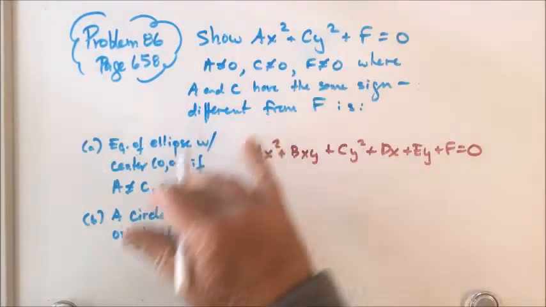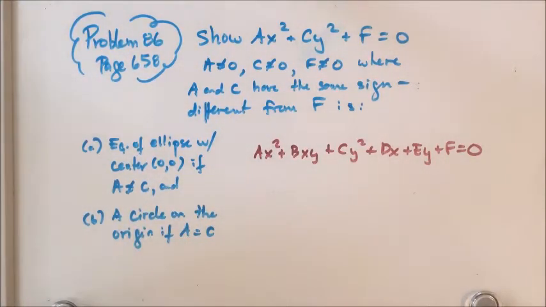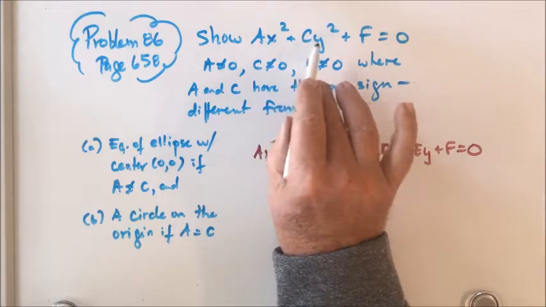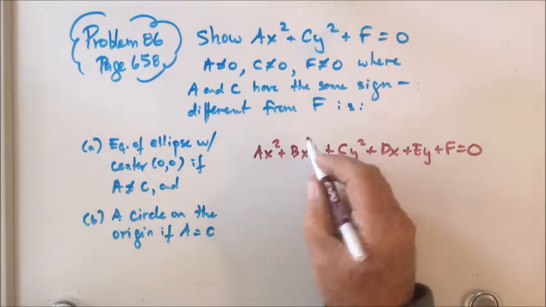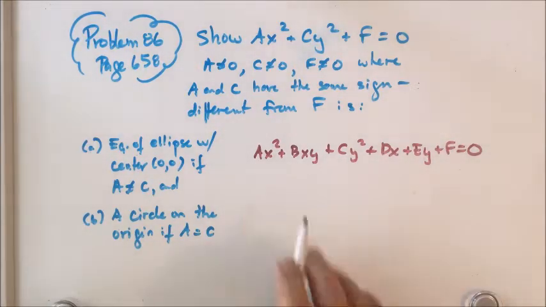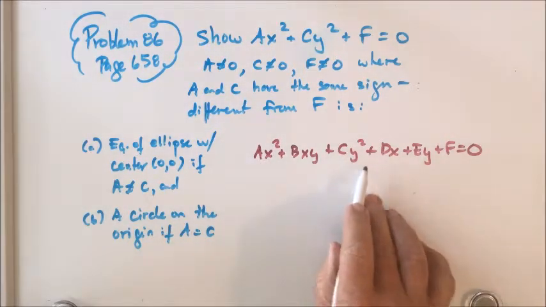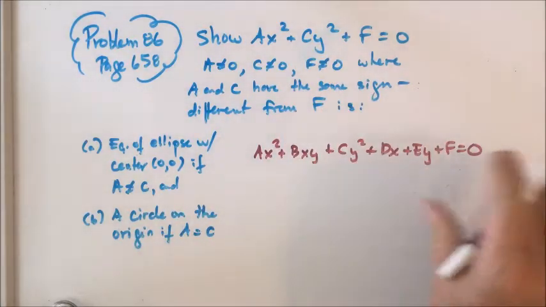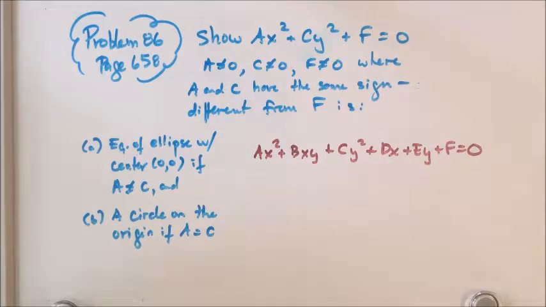The problem we're dealing with, let me just read what it says. It says, show the form ax squared plus cy squared plus f. They've said, let b be equal to 0, and let d and e be equal to 0. You're dealing with ax squared plus cy squared plus f, where a, c, and f are not 0. It gets pretty non-interesting if everybody's 0.